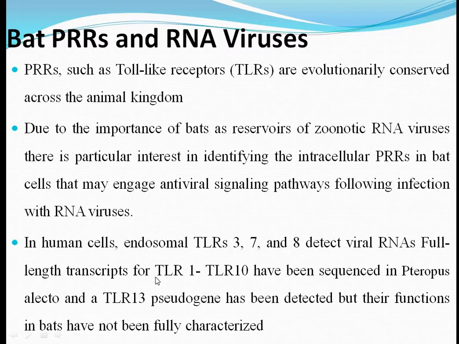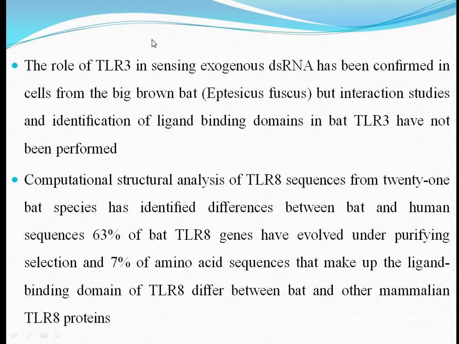Full-length transcripts for toll-like receptor 1 to toll-like receptor 10 have been sequenced in Pteropus alecto, and toll-like receptor 13 pseudogenes have been detected, but their function in bats has not been fully characterized. The role of toll-like receptor 3 in sensing exogenous double-stranded RNA has been confirmed in cells from the big brown bat, but interaction studies and identification of the ligand binding domain in bat toll-like receptor 3 have not been performed.